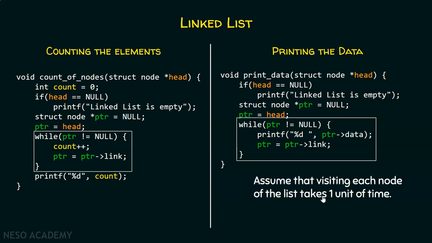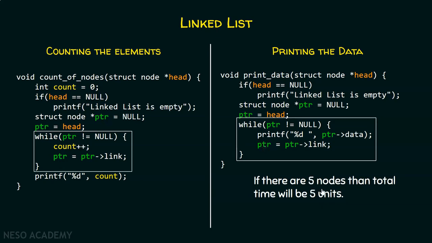Let us assume that visiting each node of the list takes 1 unit of time. We are traversing the list and we are assuming here that each node takes 1 unit of time. If there are 3 nodes, then total time will be 3 units because we have to traverse the whole list, right? From the beginning till the end. That is why if there are 3 nodes, then the total time will be 3 units. This means that this loop and this loop will run 3 times.